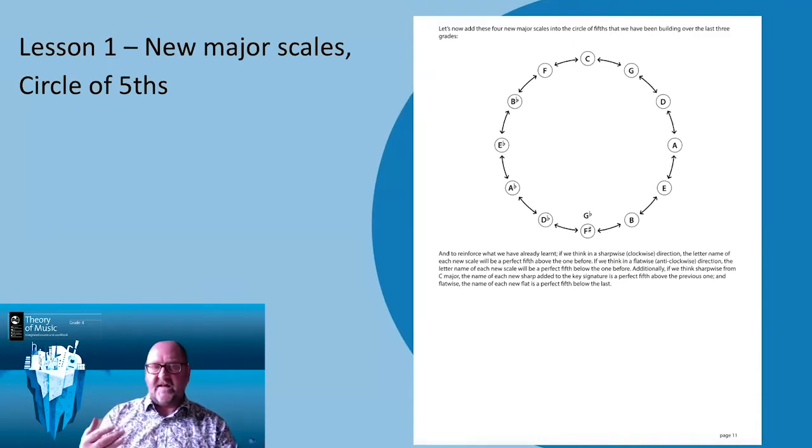And, you know, that each new sharp in the sharp scale goes up in perfect fifths, and each new flat in the flat scales goes down in perfect fifths. And, you know, it's all there in the diagram. I think it's a very useful diagram for students.